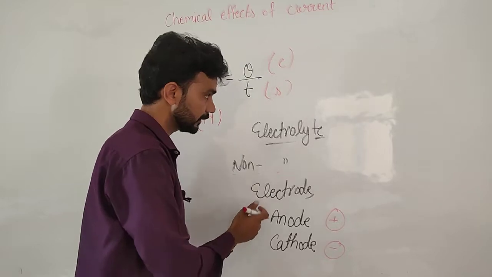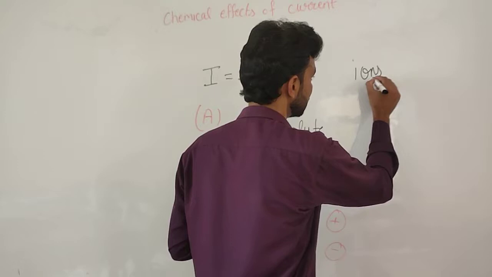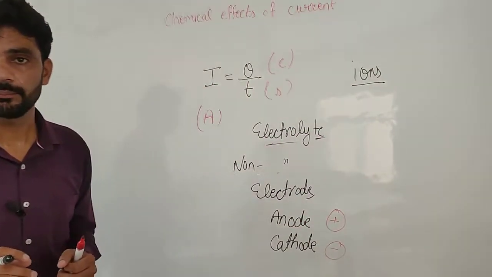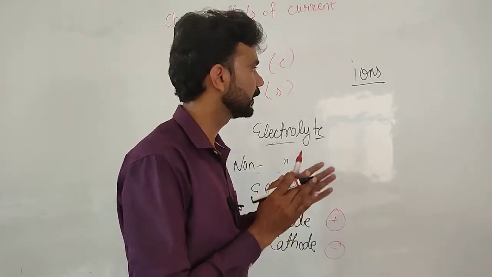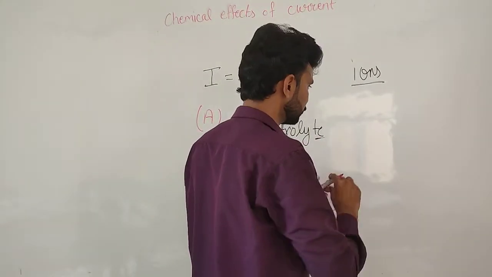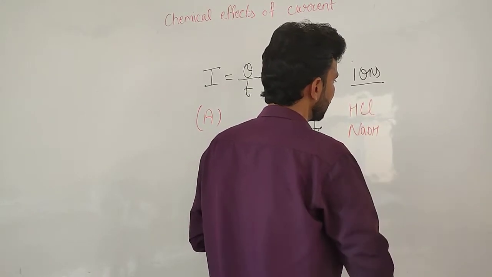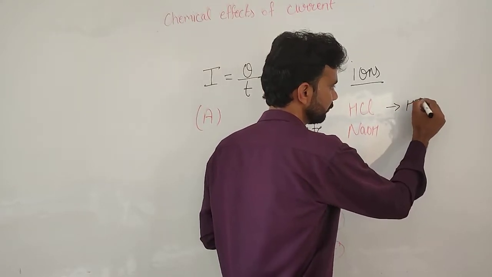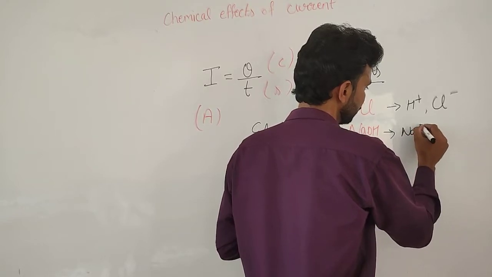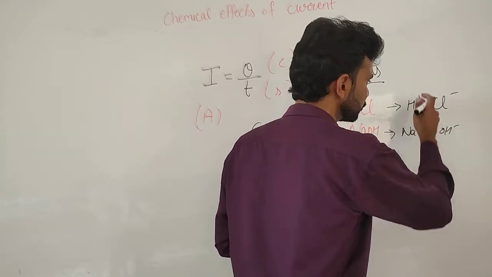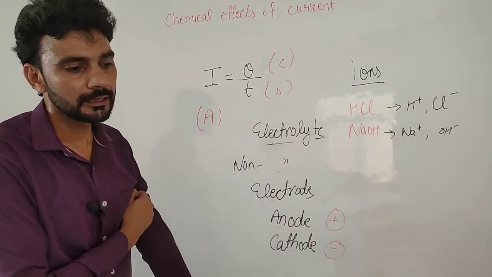After these electrodes, we studied ions. The electrically charged atoms or groups of atoms which are formed when electric current passes through a solution are known as ions. We discussed HCl and NaOH. HCl will break into H+ and Cl-. NaOH will break into Na+ and OH-. So these electrically charged atoms or groups of atoms are known as ions.